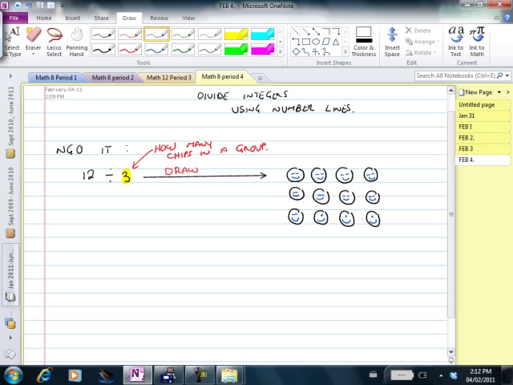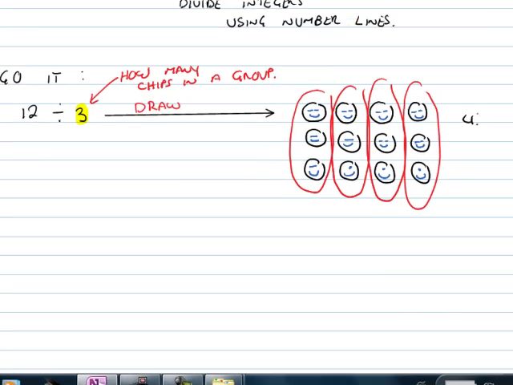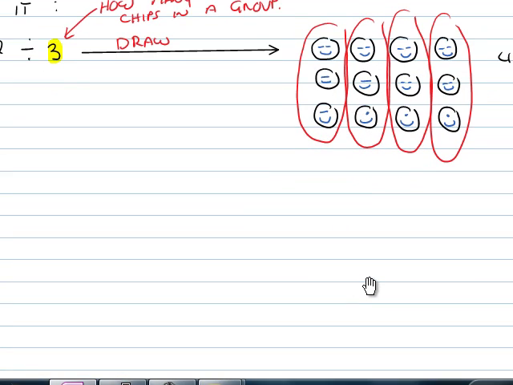Guys and gals, we mentioned our 3 groups, so take a pencil and circle 3 chips in each group. So in total, how many groups do I have? Yep, 4 groups. This is the reason why 12 divided by 3 is 4. See, that was fun, but not as interesting as number lines. I'm going to show you how to do number lines.